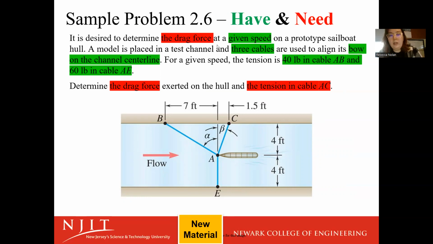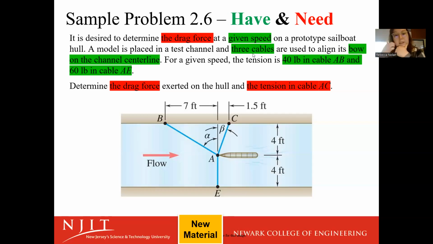We need the drag force. So the drag force is going to oppose the flow or the direction of the movement, right? Actually, we'll say it's going to go with the flow. At a given speed, so we know equilibrium. 3 cables, so we have 3 component vectors. Having 3 component vectors means that we're not going to be able to use our triangle methods, right? Well, actually, you could in this case. No, wait, hold on. No, you cannot in this case.